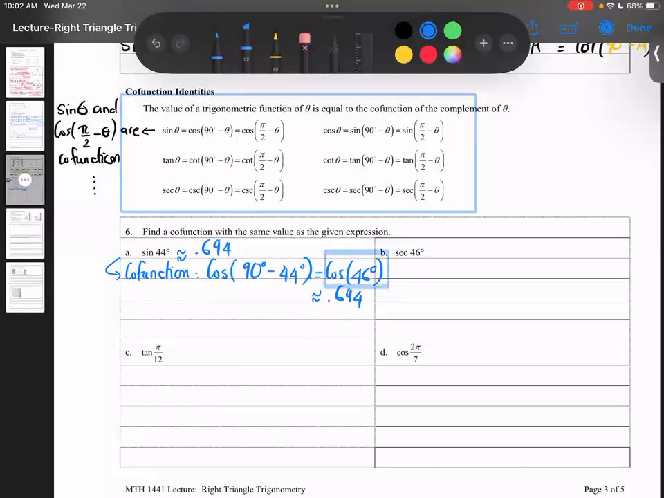I'm going to box my cofunction. That's my cofunction, the little approximation. I just want to check if I got it right. That's all.